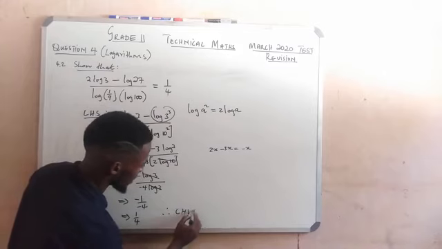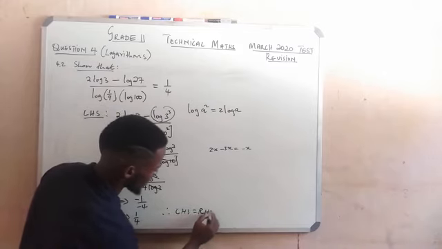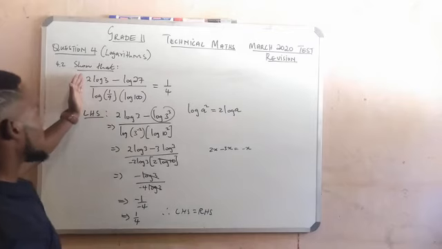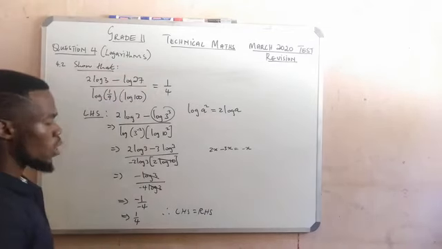Therefore, the left hand side equals the right hand side. We have proven that what is on the left hand side can give you 1 over 4.